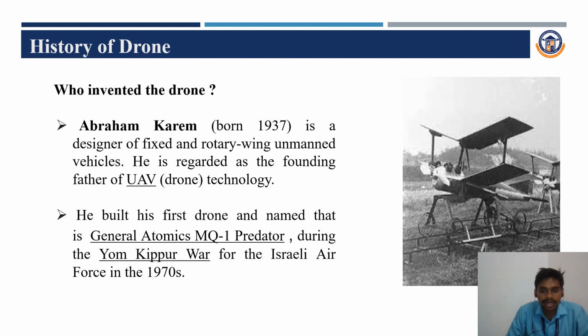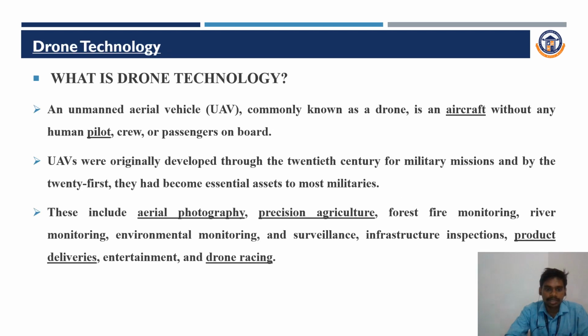First of all, who invented the drone? Mr. Abraham Karem, born in 1937, is a designer of fixed and rotary wing unmanned vehicles. He is regarded as the founding father of the UAV. UAV means unmanned aerial vehicle, further called an unmanned aircraft or drone. He built his first drone, named the General Atomics MQ-1 Predator, during the Yom Kippur War for the Israeli Air Force in the 1970s.